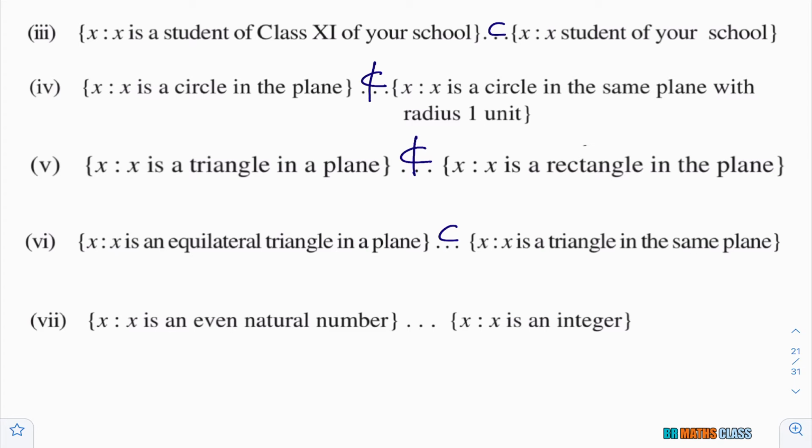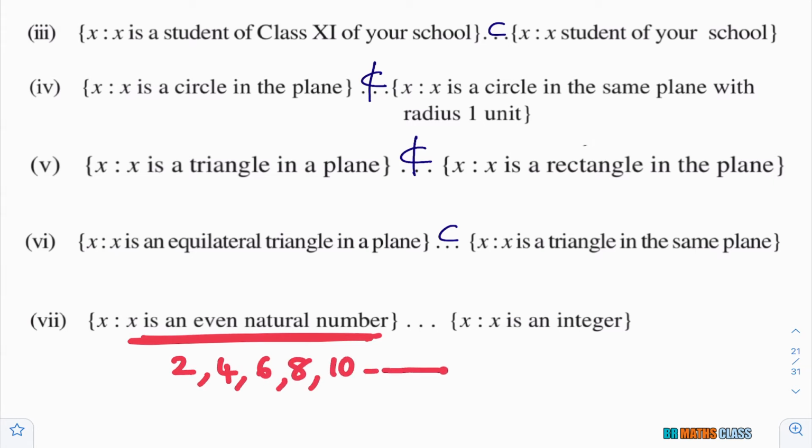Now you come to this one. X is an even natural number. Can you say what are even natural numbers? 2, 4, 6, 8, 10, like that. These are all the even natural numbers. And you observe these are integers. What are integers? 0, plus or minus 1, plus or minus 2, plus or minus 3, like that.